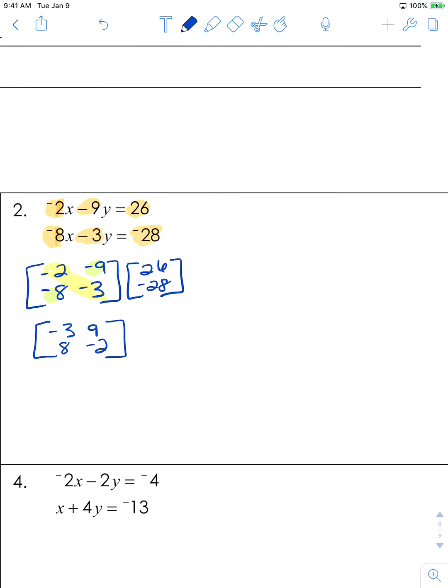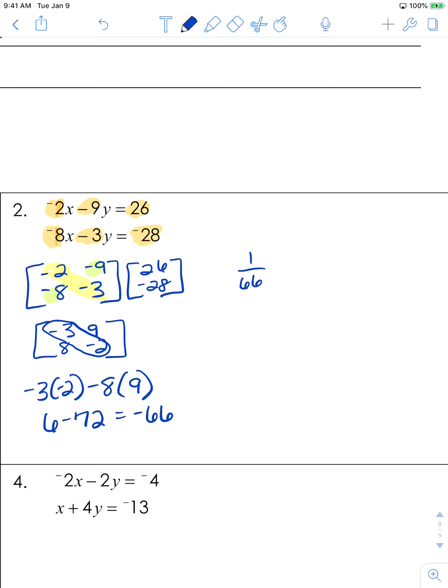You're going to cross multiply now. So -3 times -2 minus 8 times 9. And I end up with 6 minus 72, which is -66. So that is going to become our inverse. And we're going to bring over this matrix, the -3, the 9, the 8, the -2, with our 26 and -28 out here.